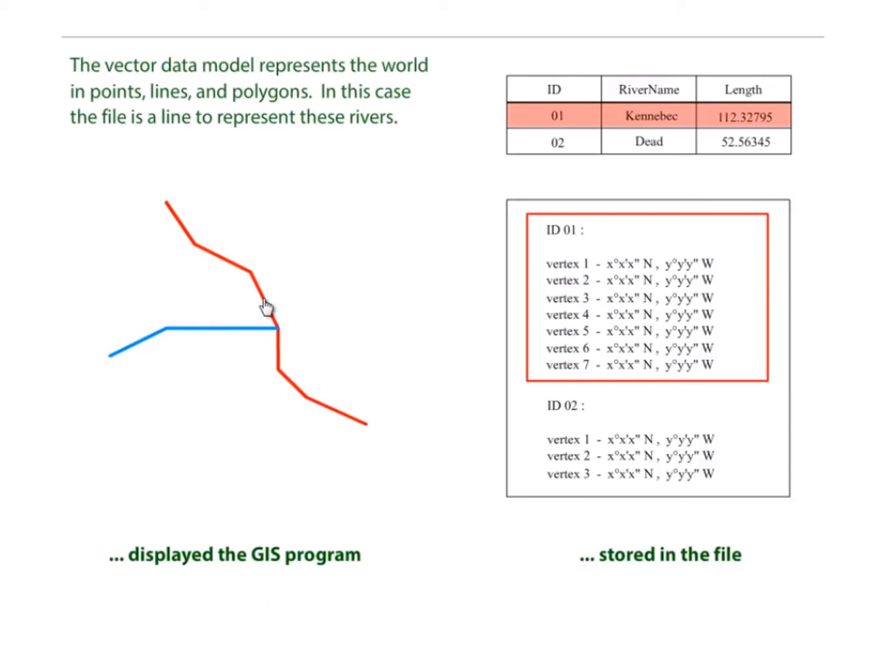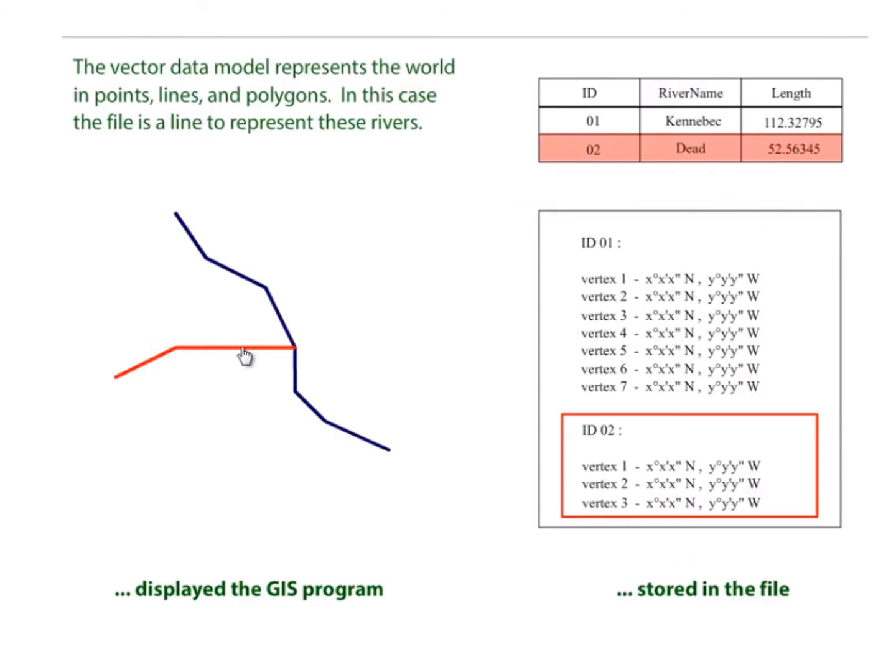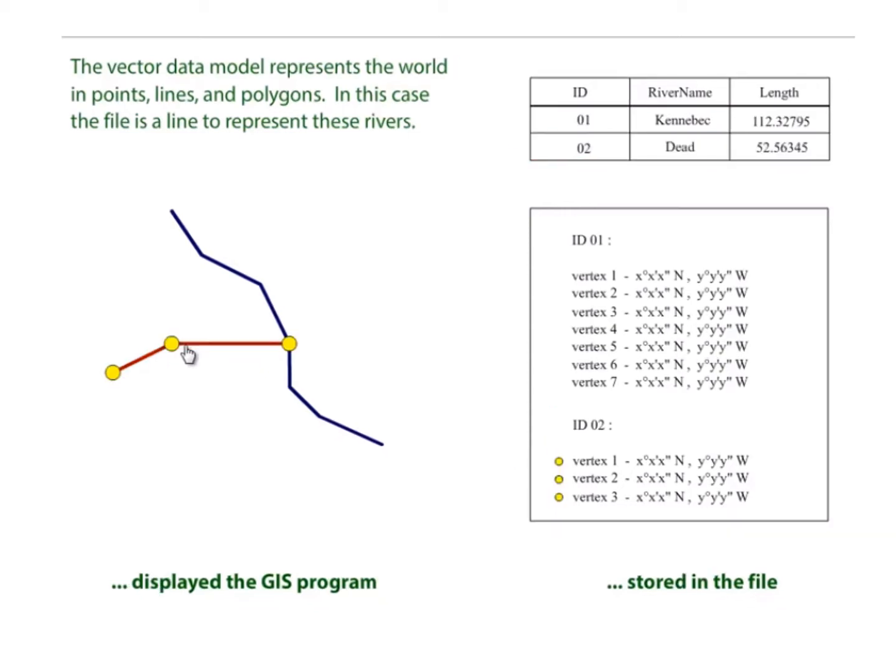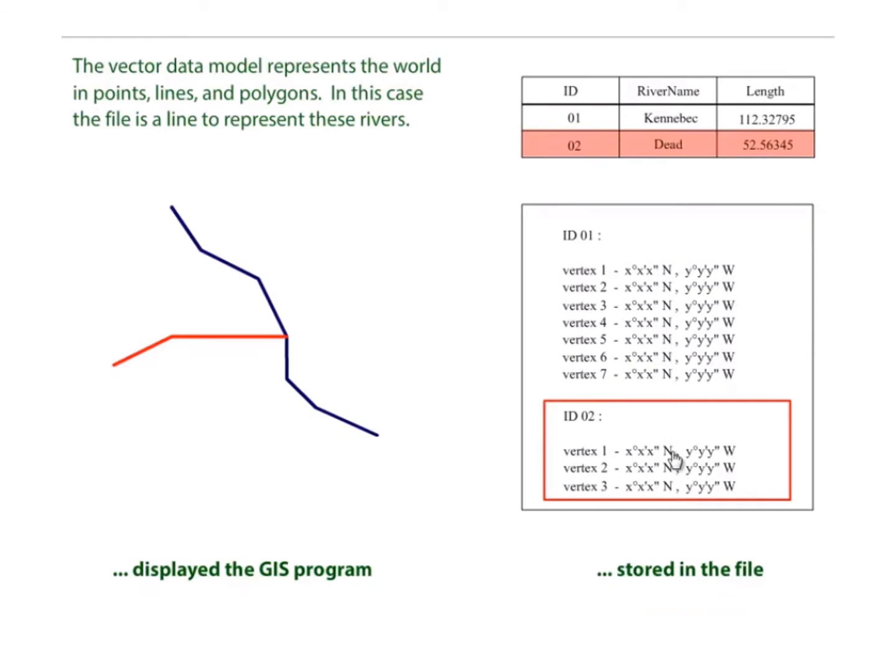Now, I was just mentioning this. Here is identity 1, you can see with the red line, and the box represents the information for this one. Then the second one is shown here, with the information related to it, like these vertex 1, 2. So this is displayed in the GIS diagram, and this is stored in the file, that means in attribute form.